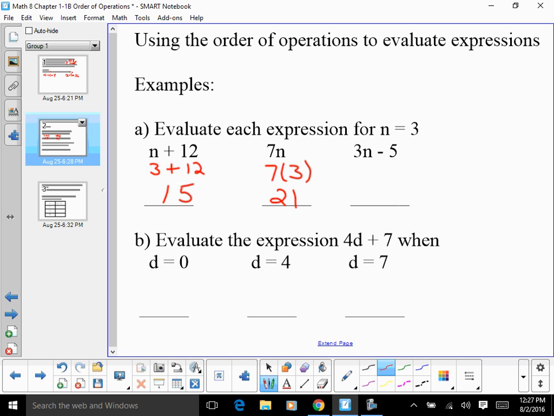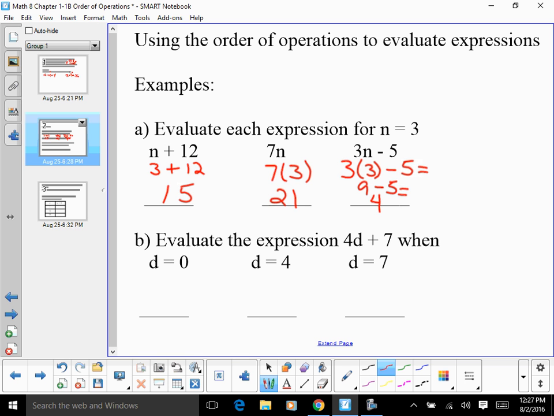Substitute for n. 3 times 3 minus 5. Now here, I have parentheses, but it's really only one operation, so I'm only dealing with the multiplication. I need to multiply before I subtract. 9 minus 5 equals 4. Now again, if you can do that mentally, that's okay. Go right ahead.